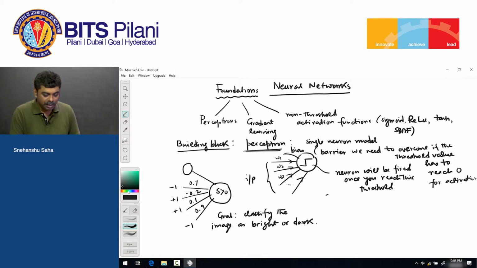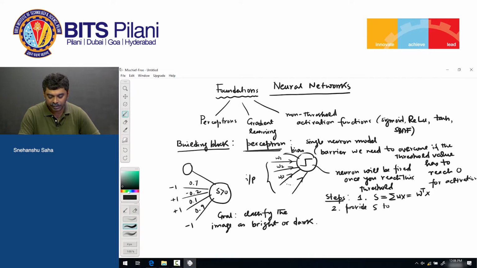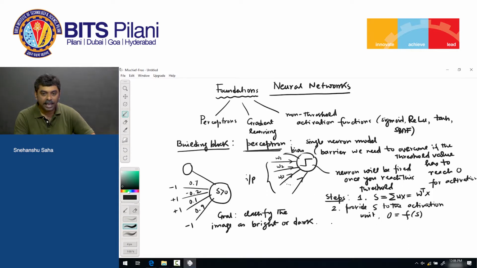So what are the steps in it? If I have to write it down in steps, let's quickly go through them. The first step is that your S is nothing but the weighted combination of the inputs. So you write it this way. And then the next step is, you provide this to the activation unit. Basically, it's like the way a function works: this S is W transpose X, you apply some activation on this and you produce some output.